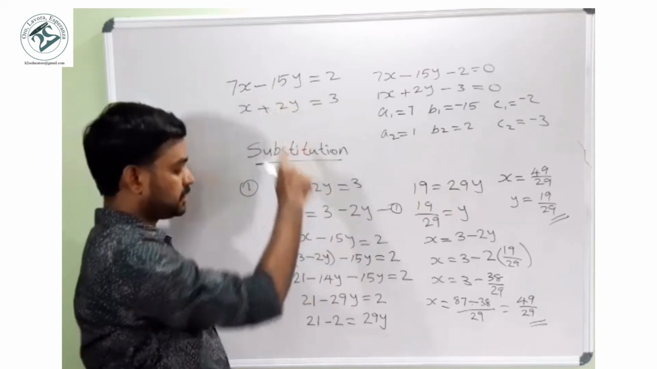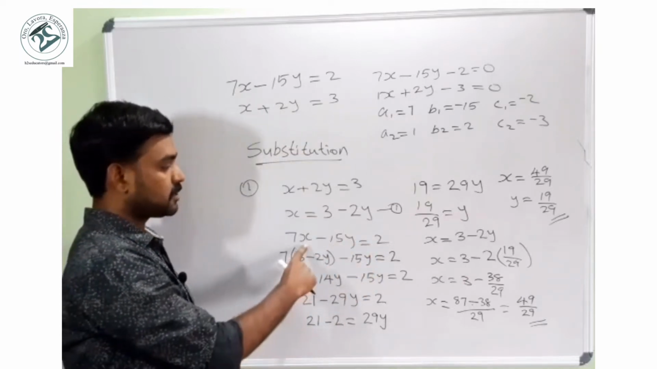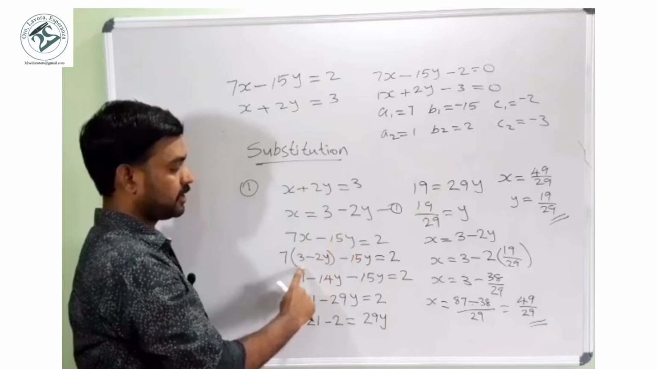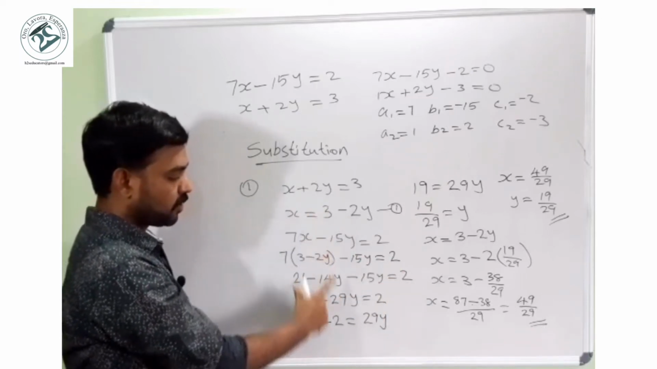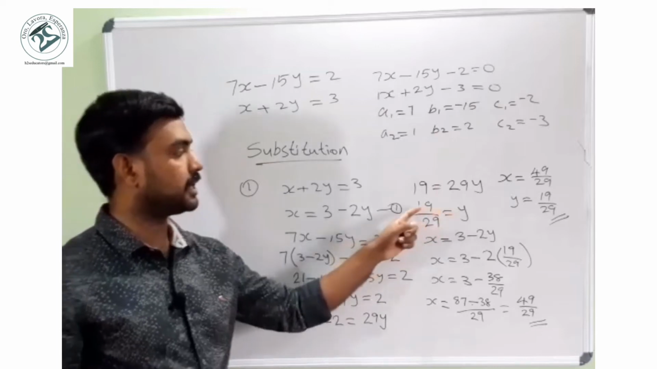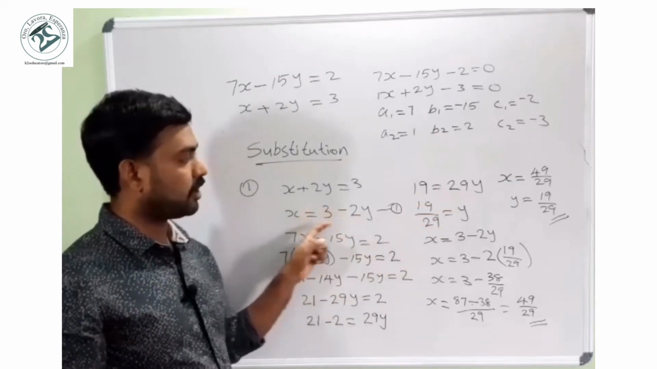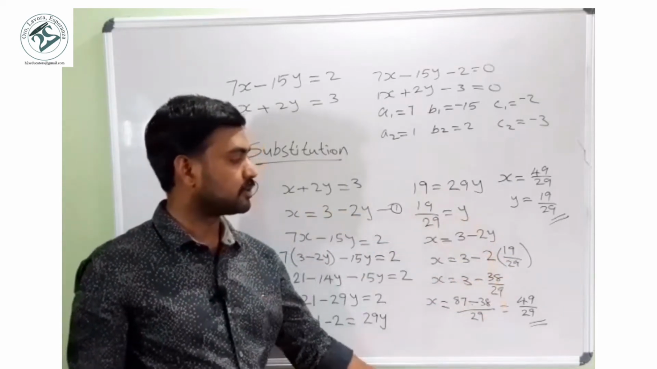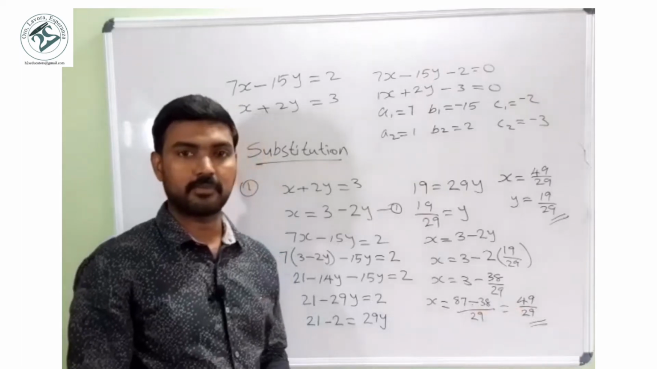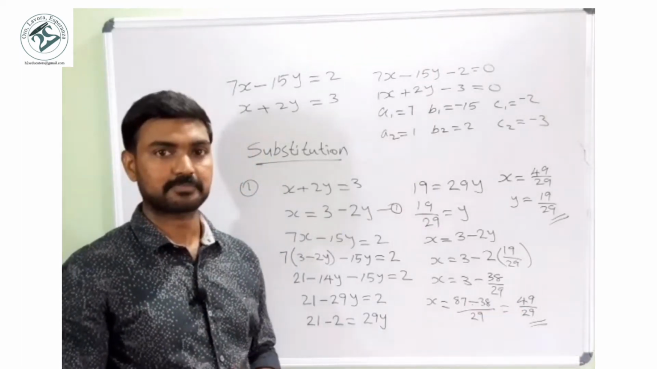The second equation, 7x minus 15y is equal to 2, is written. In the place of x we inserted this value, 3 minus 2y, so 7 into (3 minus 2y) minus 15y is equal to 2. Then by solving this we got y is equal to 19 by 29. Again we selected our equation number 1 and inserted 19 by 29 in the place of y and solved it. So we got x is equal to 49 by 29. So this is known as the substitution method.